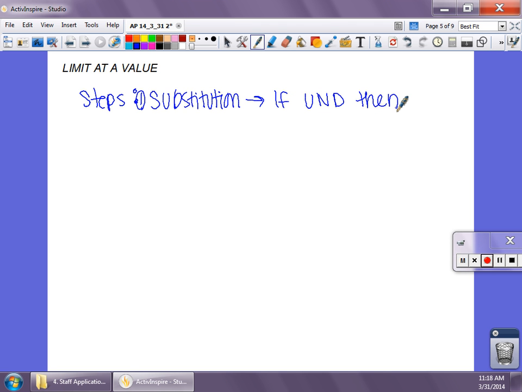So substitution does not work. You get undefined. You get 0 at the denominator of the fraction. What's another method we could try? GCF, which is a type of factoring. Any type of factoring. Factoring doesn't work. What's something else we can do?